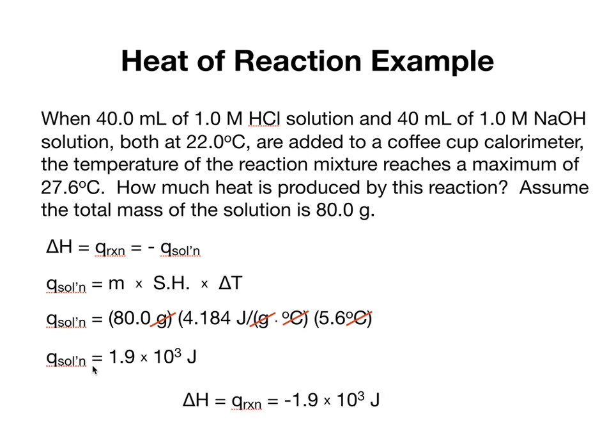Now, the delta H, that is the heat of the reaction. Remember, delta H is the heat of the reaction at a constant pressure. What do we do? We take the negative of the heat of solution. We multiply it by -1. What do we end up with? We end up with a negative enthalpy change. What does that indicate? That indicates an exothermic reaction, doesn't it? So by mixing this acid with this base, the temperature went up. Why? It was an exothermic reaction, and this is the amount of heat that was produced by that reaction.